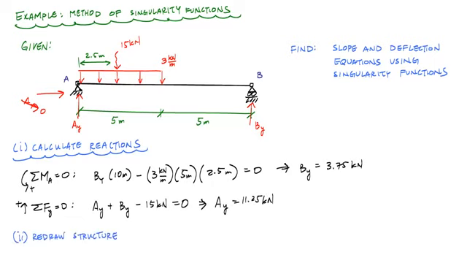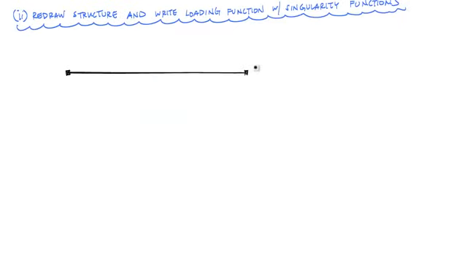Now the next thing I want to do is redraw the structure and write out the loading function using singularity functions. Now when I redraw the structure, I'm not going to draw the boundary conditions in. I'm just going to put the forces, the distributed loads, any external moments, or any external forces or distributed loading that's acting on my beam. That's what I'm going to draw in. I'm not going to draw any boundary conditions or anything like that.